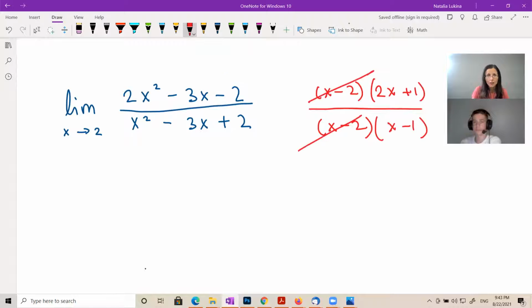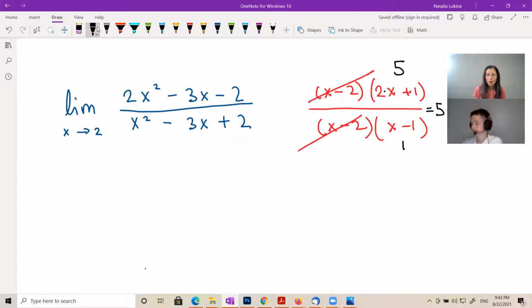You do that, and the numerator will become 2 times 2, order of operations, multiplication first, plus 1. That's going to be 5. And then the bottom one's going to equal 1. So the limit is 5.